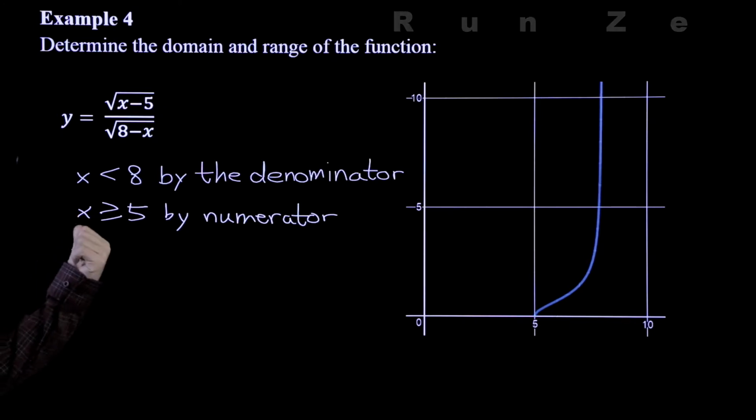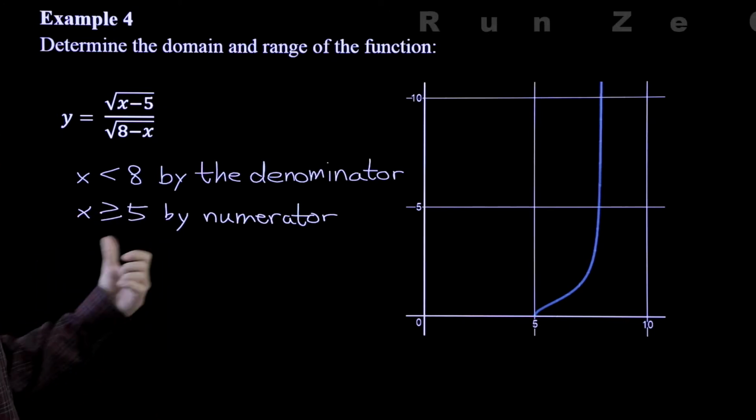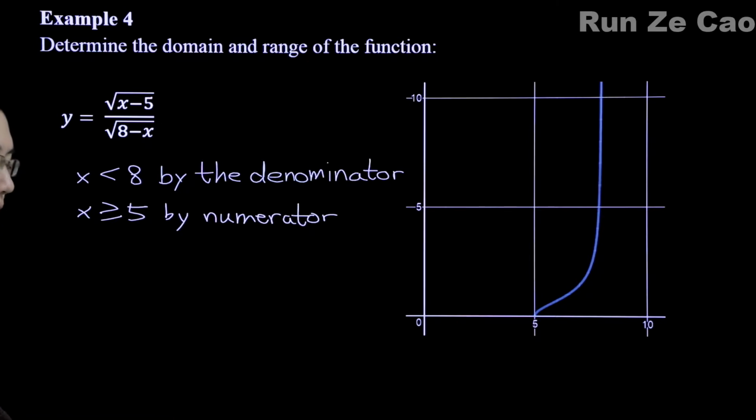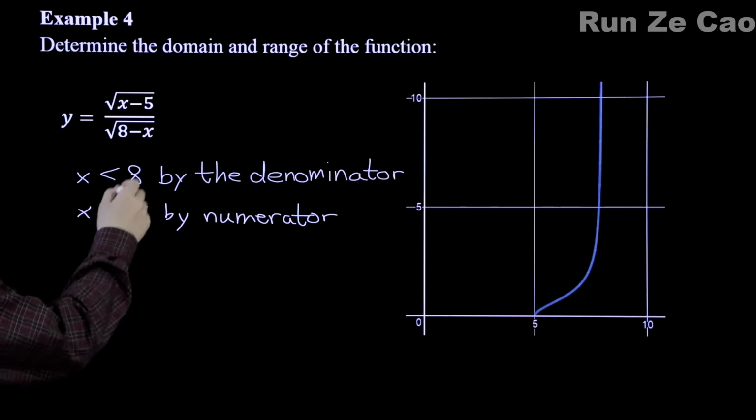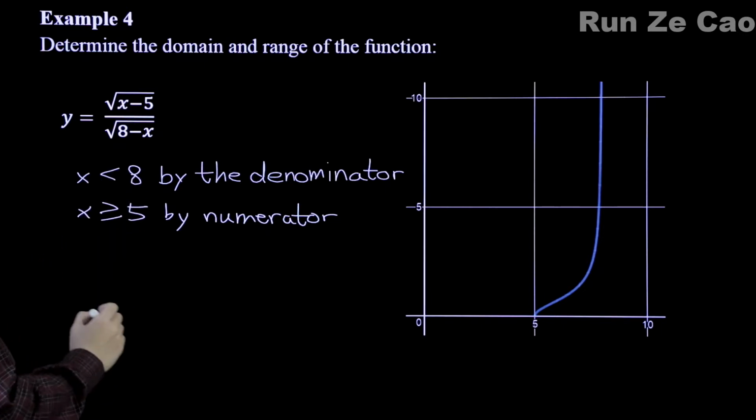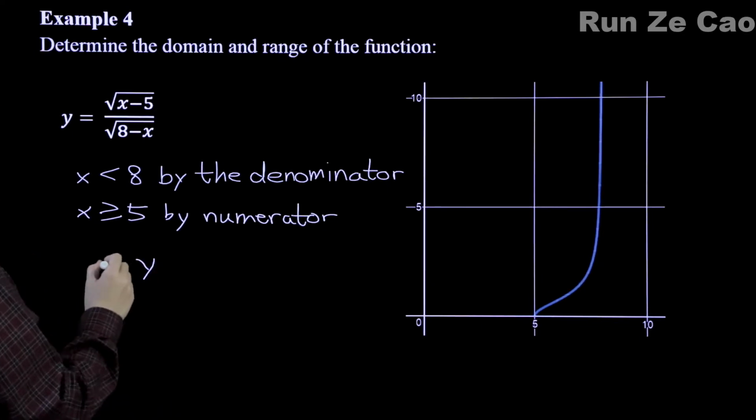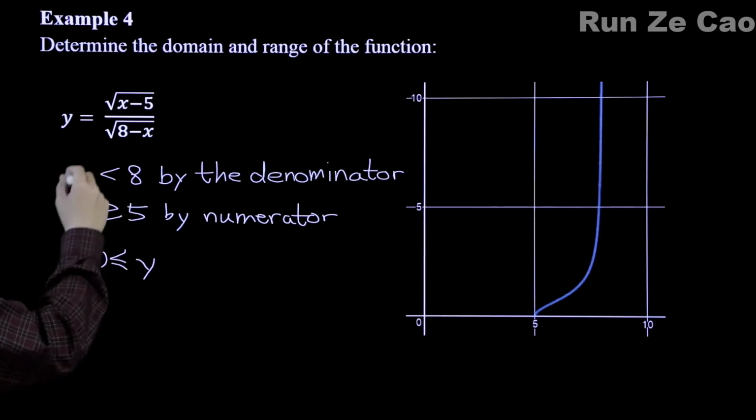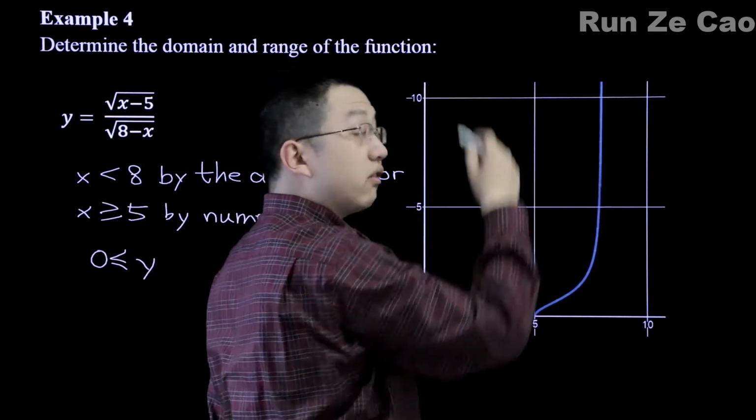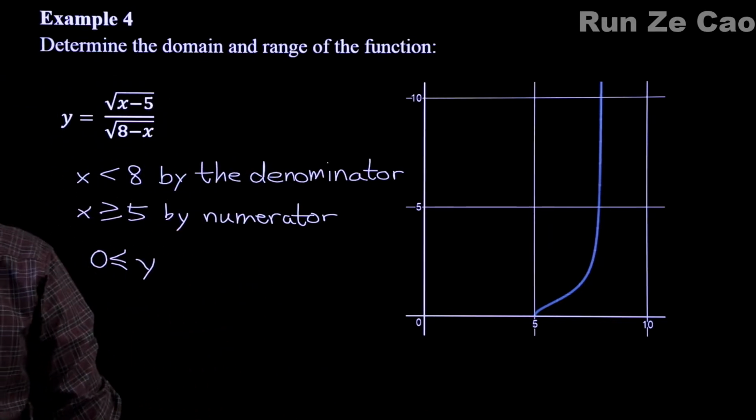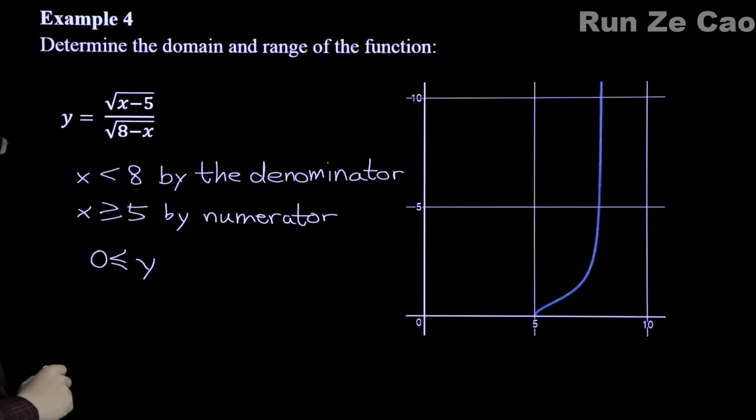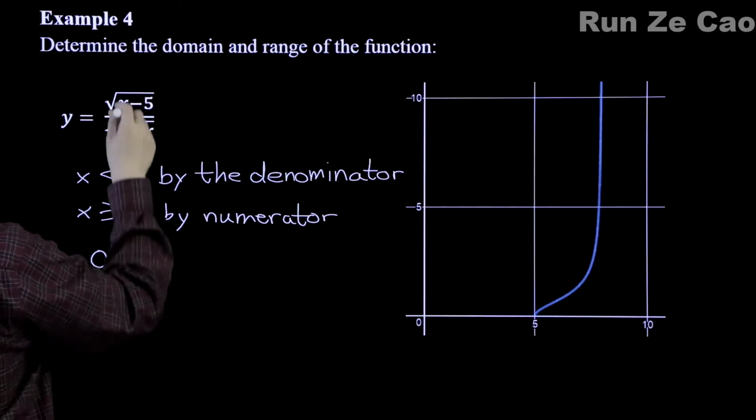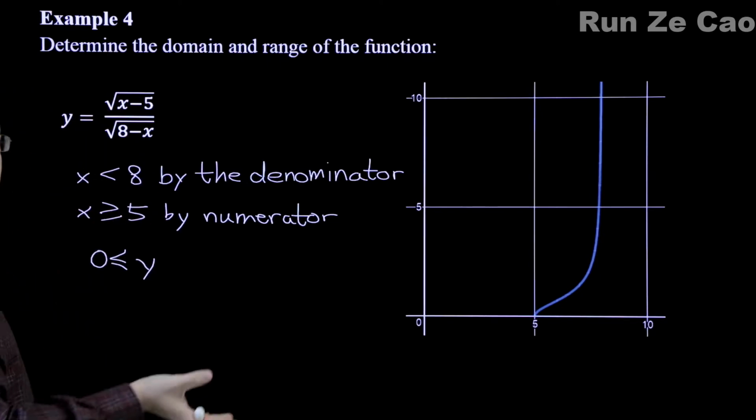So we see that x is between 5 and 8, 5 inclusive, 8 not inclusive. What else can we see? Well, we can find the y values by plugging these in. So for x equals 5, y is greater than or equal to 0. And for x approaching 8, it approaches positive infinity because we're dividing by increasingly small numbers, and thus the division result will get increasingly large.